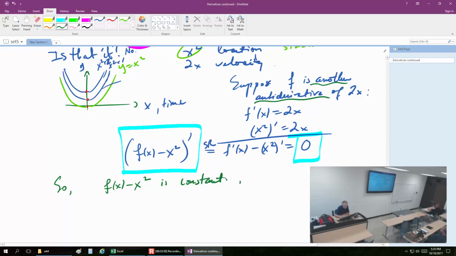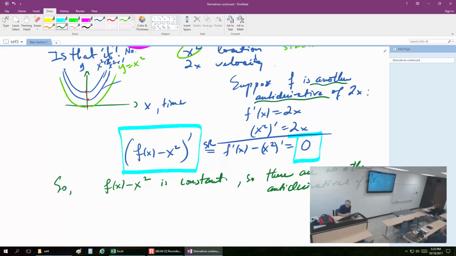So the conclusion then is that there are no other antiderivatives of 2x. It turns out that this same idea applies to any function. It doesn't have to be 2x. You start with any function and then it works out exactly the same way.